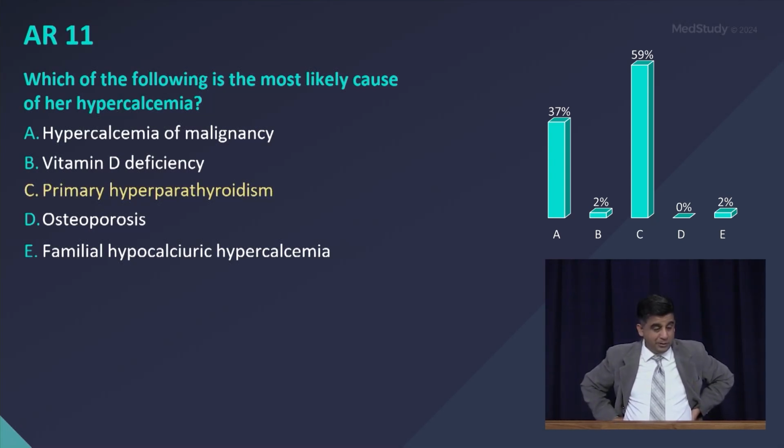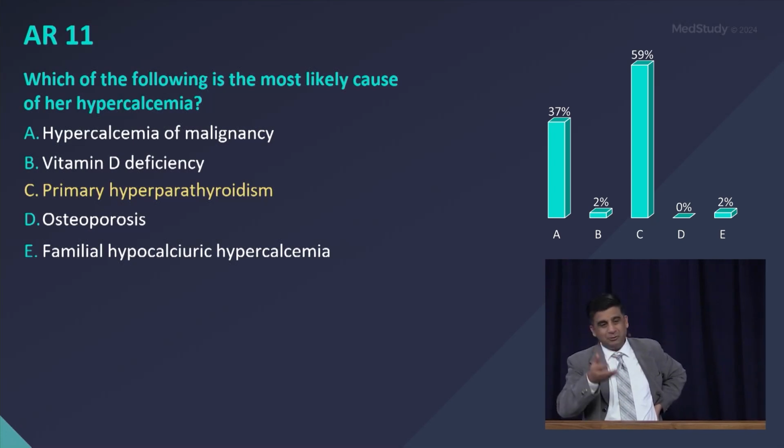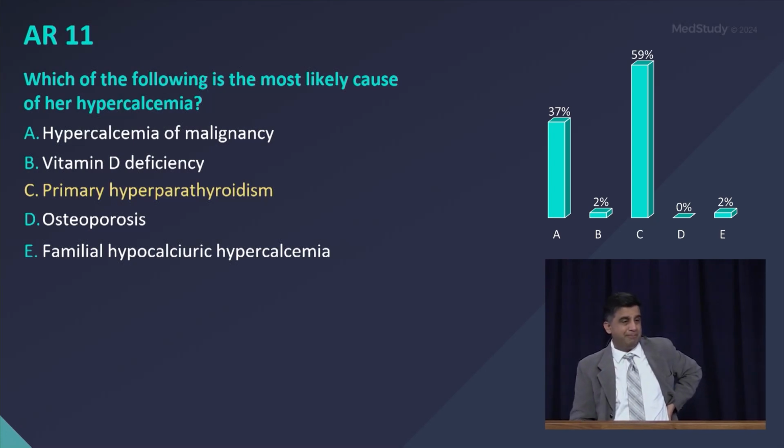So majority of you got it right, primary hyperpara. I gave you squamous cell cancer to confuse you, because if it was squamous cell cancer associated hypercalcemia, what should your PTH be? Suppressed. It was not low. So it was not related to the malignancy. This patient had primary hyperpara.